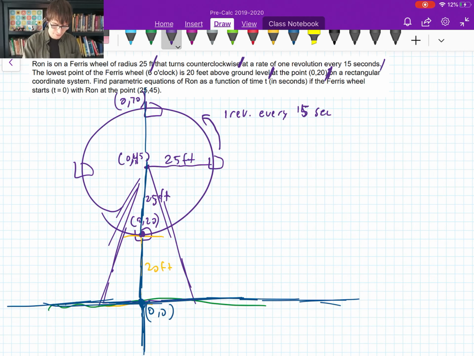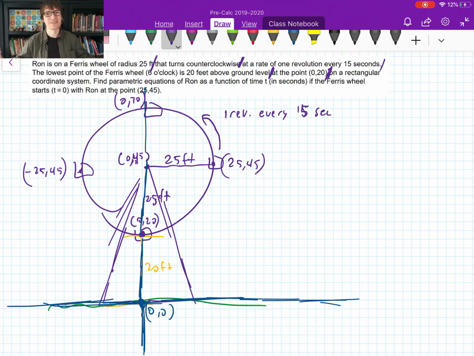If we went to the left and right, on the right we'd have 25 feet to the right, so 25 on the x side, that'd be 25, 45. And then left, we'd have the opposite, negative 25, 45. Great. I'm just labeling some points here so I can get a better bearing of what's going on and how we're moving. Usually that's a helpful thing to do.